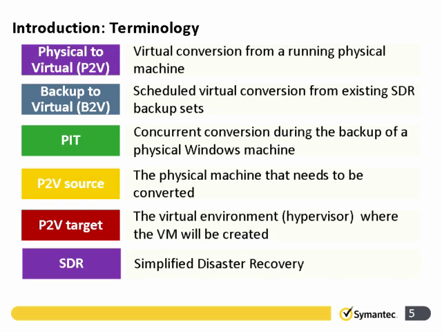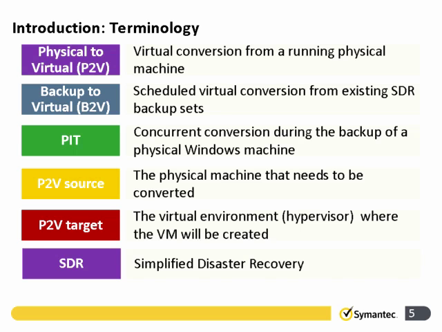As far as terminology goes, you will see P to V. That means that we're going to take a physical machine, back it up, and as that backup is running, simultaneously with the backup, we will also convert to a virtual machine. So as the backup is running, you will wind up with a VMDK or VHD file, depending on whether you are converting to ESX or Hyper-V.